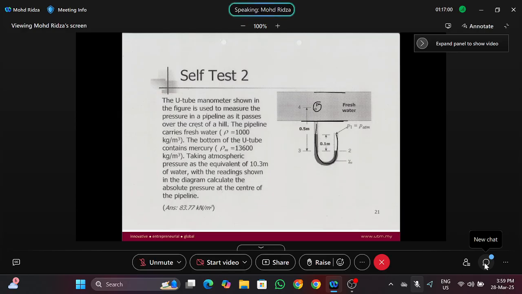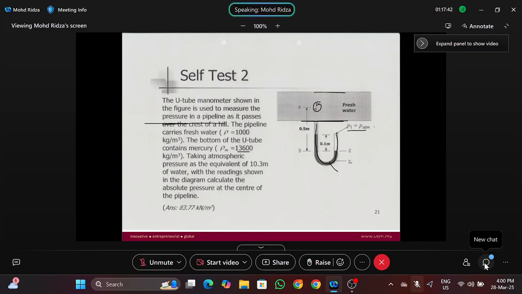As it passes over the crest of a hill, this is not important information. The pipeline carries fresh water. The density of the water in the pipe is 1000 kilogram per meter cube. The bottom of the U-tube contains mercury, so this black manometer fluid is mercury. The density is 13,600 kilogram per meter cube. Taking atmospheric pressure as the equivalent of 10.3 meter of water. Now P1 is atmospheric pressure equal to 10.3 meter of water.